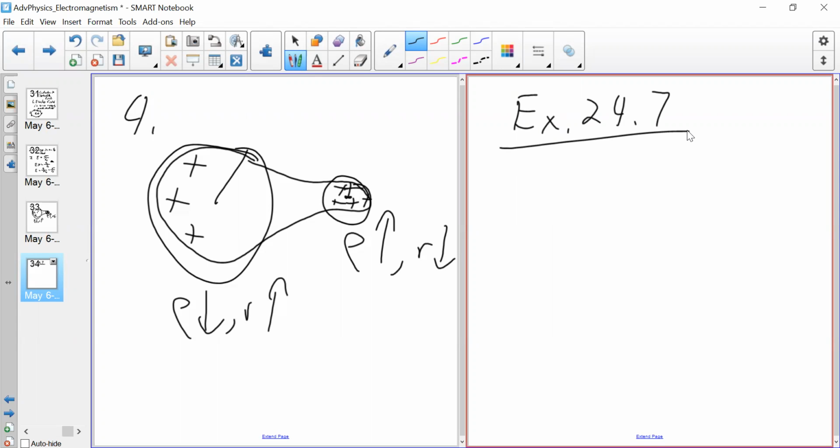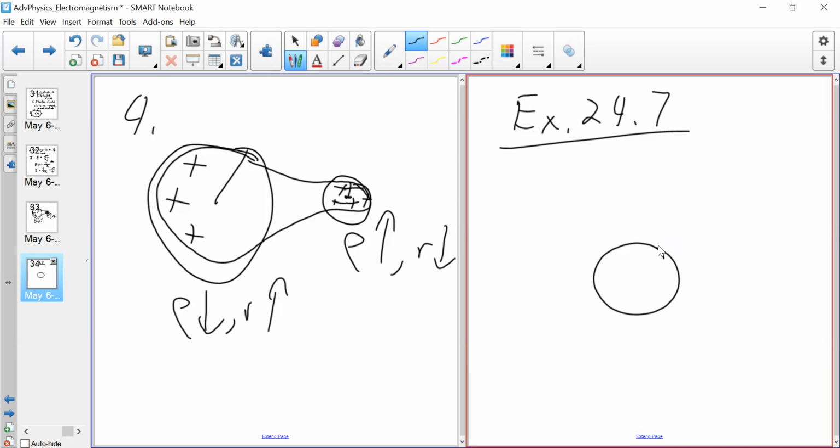24. So we have a sphere inside a spherical shell. A solid insulating sphere of radius A carries a net positive charge Q uniformly distributed throughout its volume. A conducting spherical shell of inner radius B and outer radius C is concentric with the solid sphere and carries a net charge of negative 2Q. Using Gauss's law, find the electric field at various points and the charge distribution on the shell when the entire system is in electrostatic equilibrium.